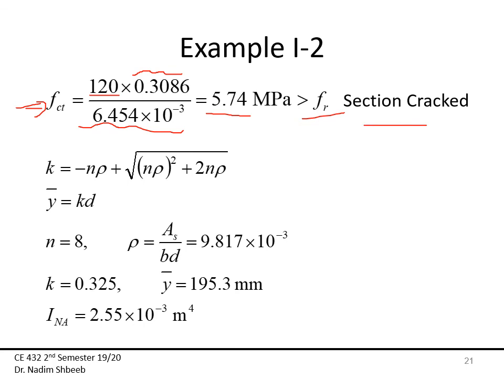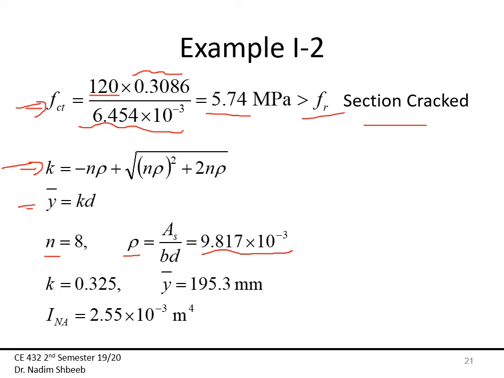So since it's cracked, now I'm going to use the K values or K equation. From that, K is equal to minus n rho plus square root of (n rho) squared plus 2 n rho. My y bar is simply KD. n is equal to 8 as before. Rho now is the area of steel, which was 3,525, divided by b, which is 250, divided by d, which was 600, and this will give me a value of 9.817 times 10 to the minus 3. Remember, this is a dimensionless value.